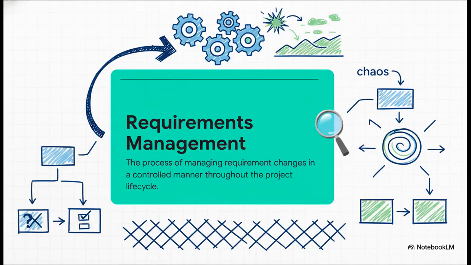And that, my friends, is where the discipline of requirements management comes into play. It's the formal process for controlling all that change. It's about tracking every requirement, analyzing what happens if we make a change, getting the right approvals, and making sure the whole team knows what's going on. It's the thing that stops a project from just falling into total chaos.